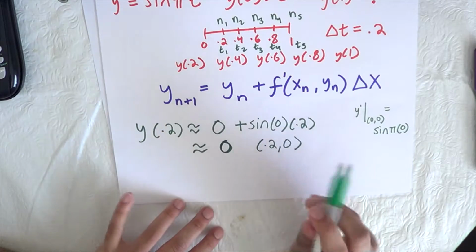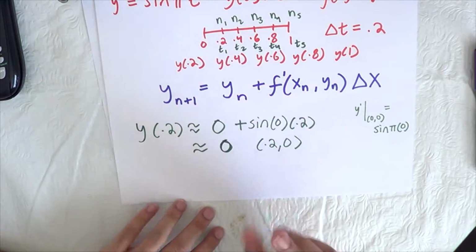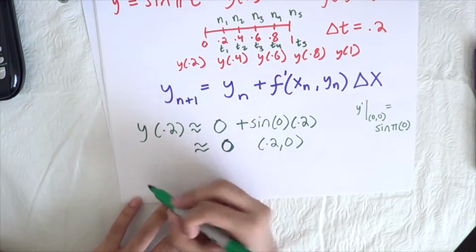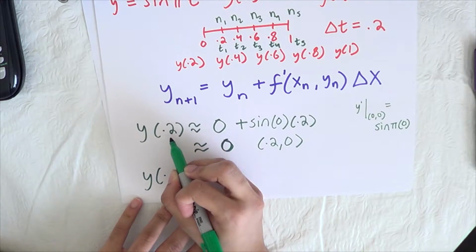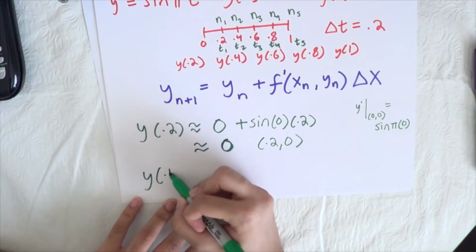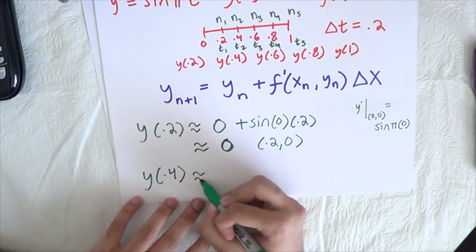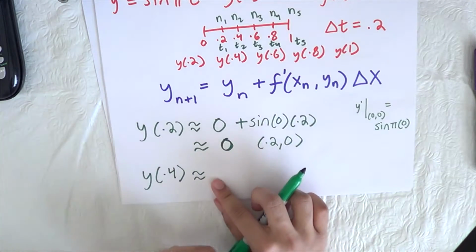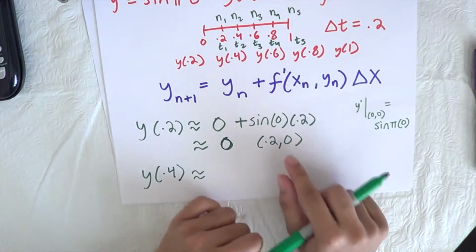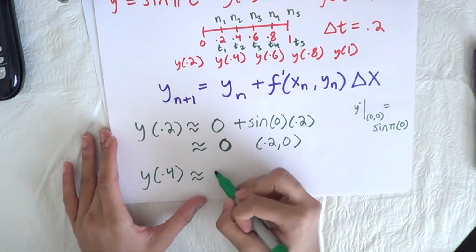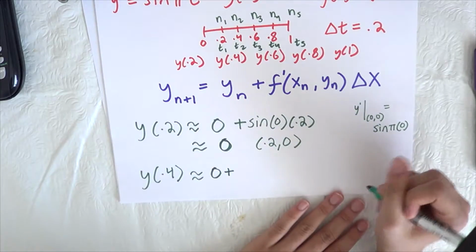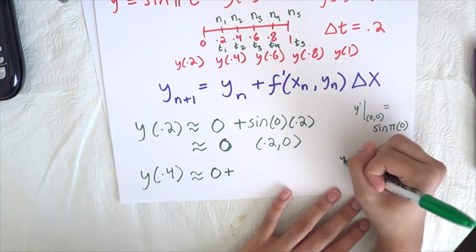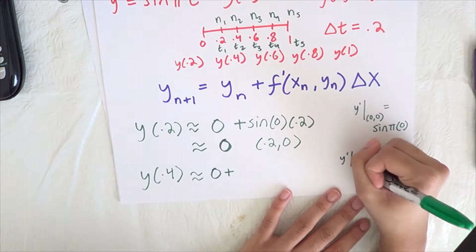So the next step will be y of 0.4, because our interval is going up 0.2. So we add 0.2 to the previous 0.2, and we get 0.4. It approximates to the y value of the previous point, which is 0. So we just plug in a 0 here, plus the slope of the previous point. So we'll just plug that into this, and we'll get.